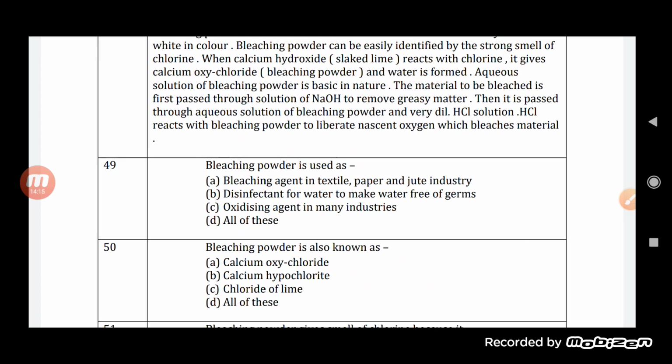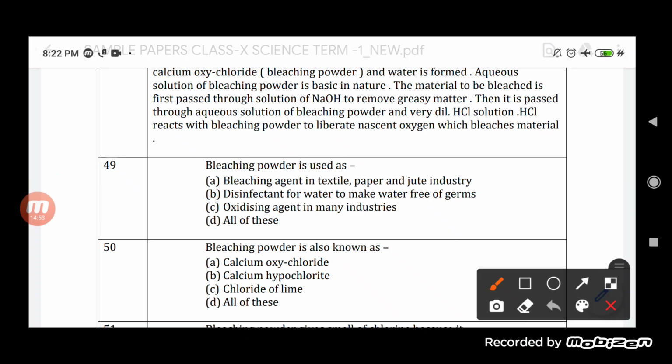The question is, bleaching powder is used as a bleaching agent in textile, paper and jute industry, a disinfectant for water to make water free of germs, an oxidizing agent in many industries, and the last option is all of these. It is used as a bleaching agent in textile, paper and jute industry. It is a disinfectant for water to make water free of germs. It is an oxidizing agent in many industries also. So bleaching powder is used for all of these. The correct option is all of these.